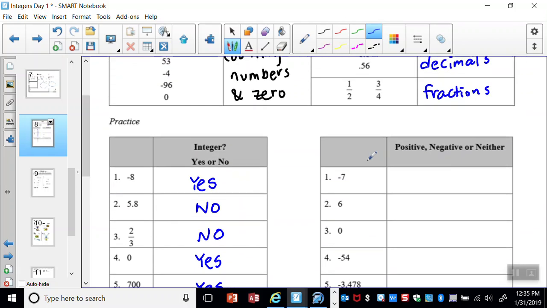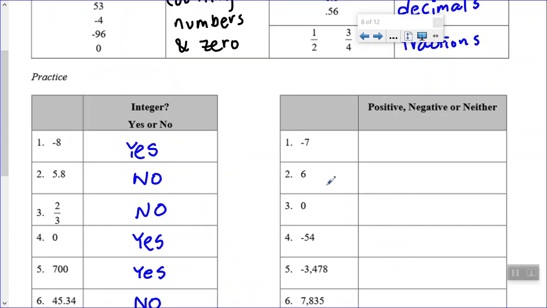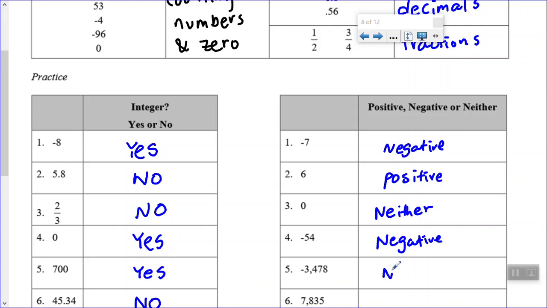And then let's go over positive, negative, or neither, or make the screen bigger. So -7 is a negative number. 7, you don't see a positive sign, but it is assumed it is positive. 0 is 0, so it is neither. It is neither positive nor negative. Negative sign, negative sign, -3,478, so it's negative.